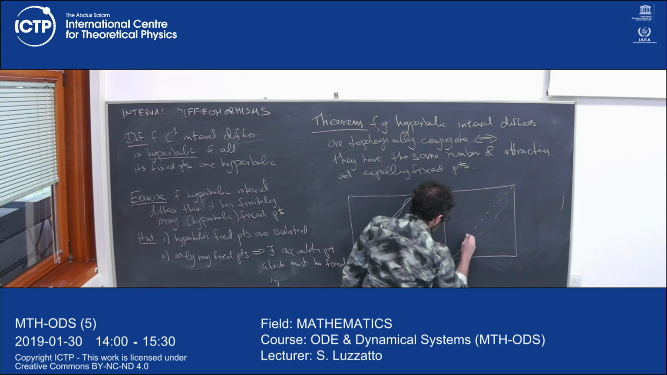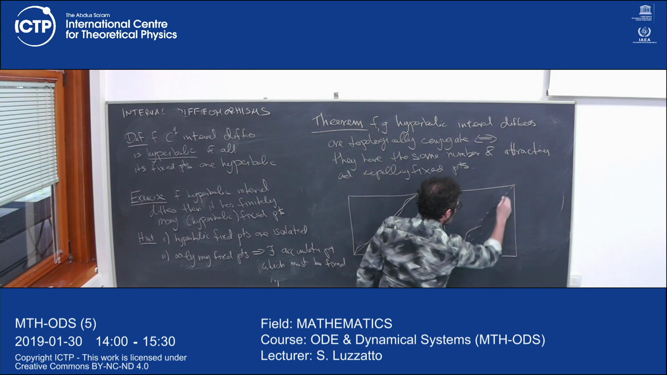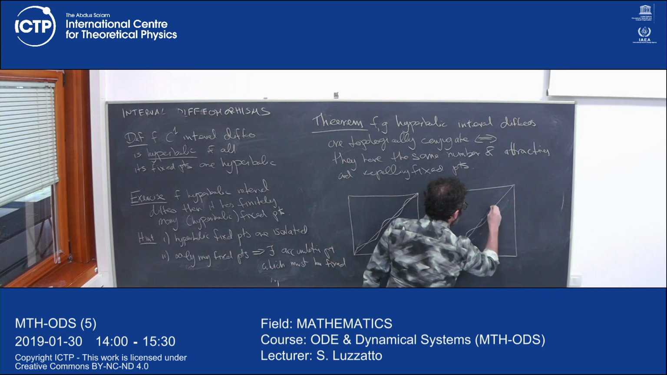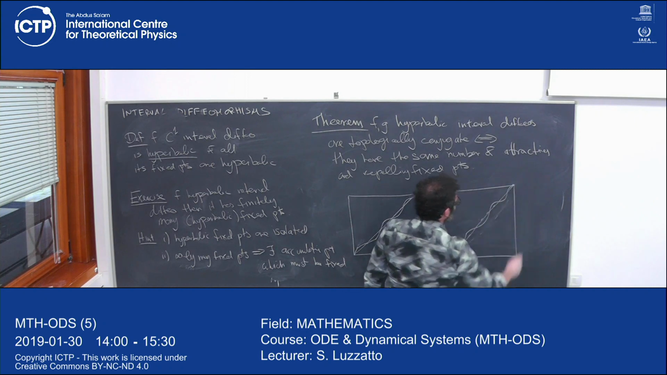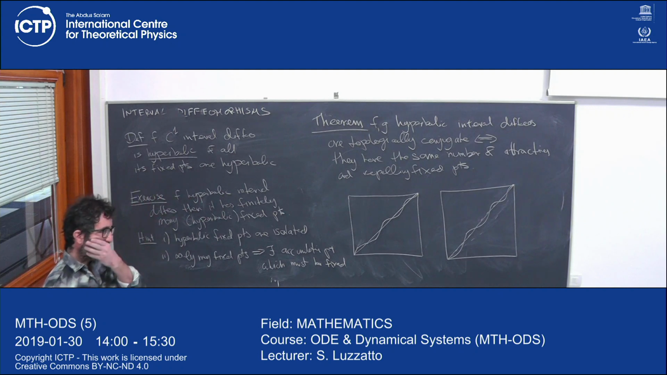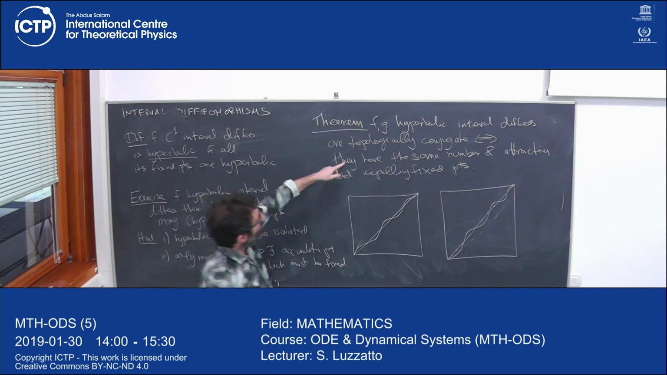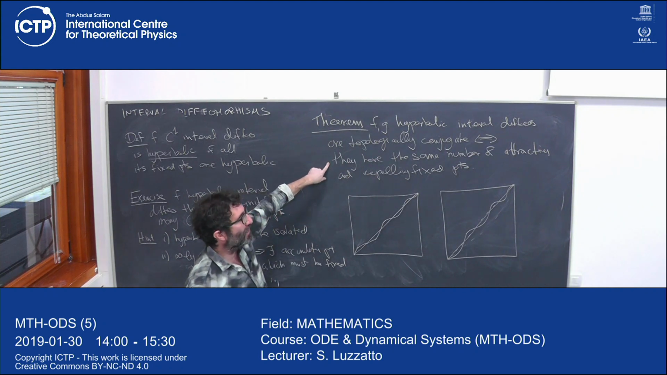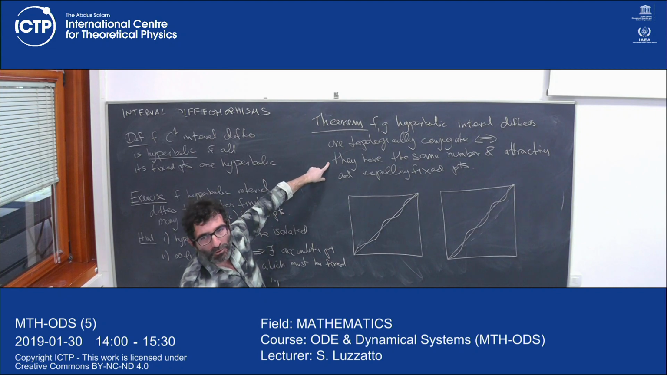Okay, and then you have 1, 2, 3. So let me do this better. 1, 2, 3, 4, 5, 6, 7. So, why are these not topologically conjugate? So one direction of this theorem is clear. If they do not have the same number of attracting and repelling fixed points, they cannot be topologically conjugate.